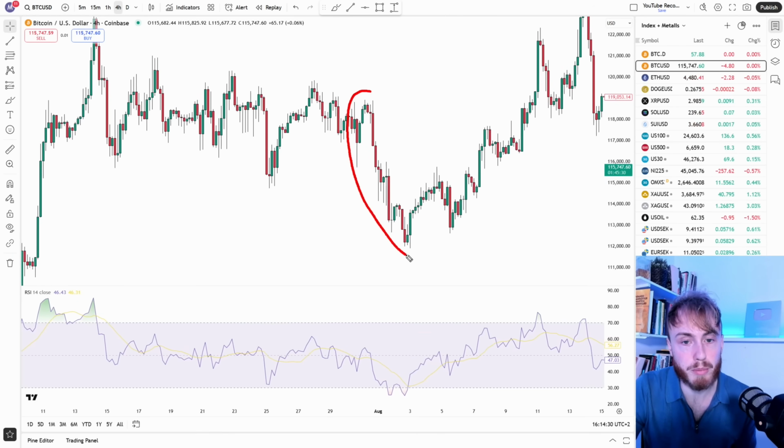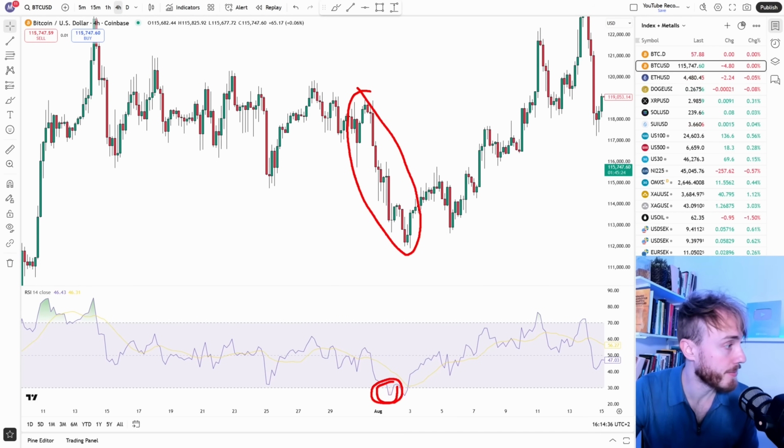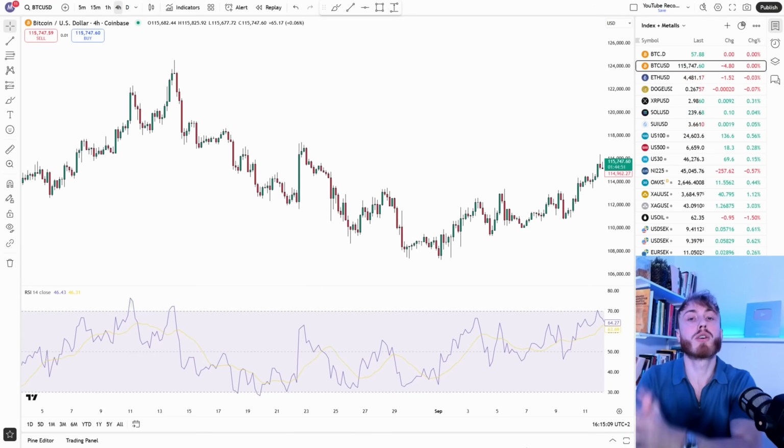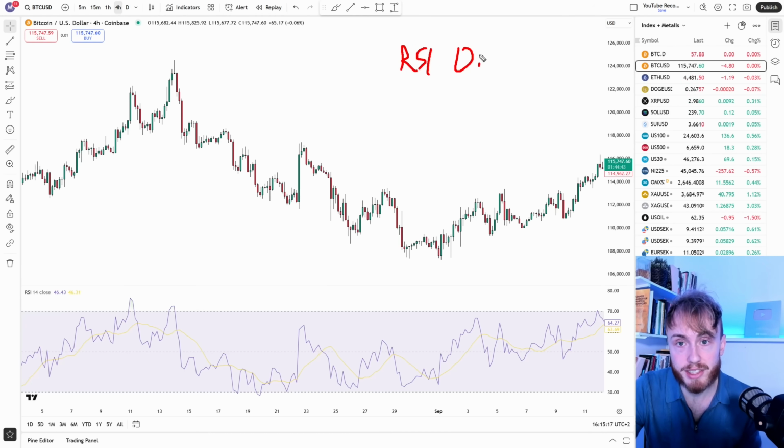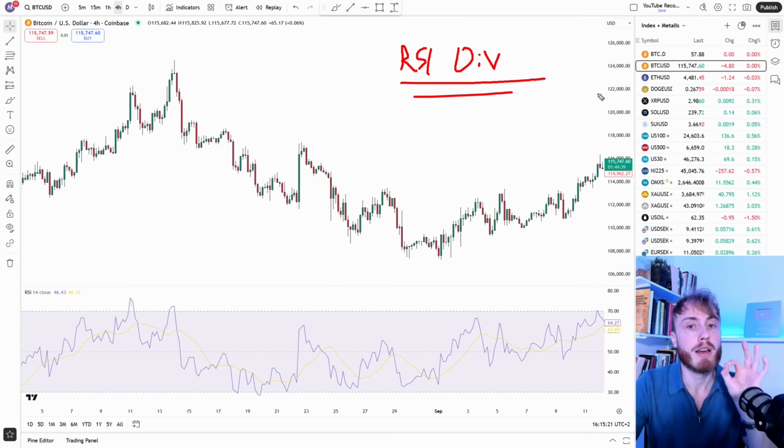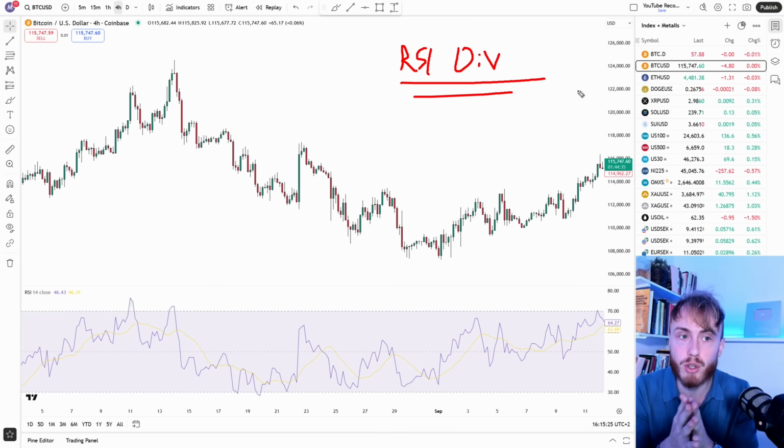When we see strong moves to the downside, like right here, we will see very low values on the RSI. But now I want to talk about one of my favorite use cases of the RSI indicator, and that is something called RSI Divergence, or RSI Div for short. What we're looking out for is the price going in one direction and the indicator going in the other direction.